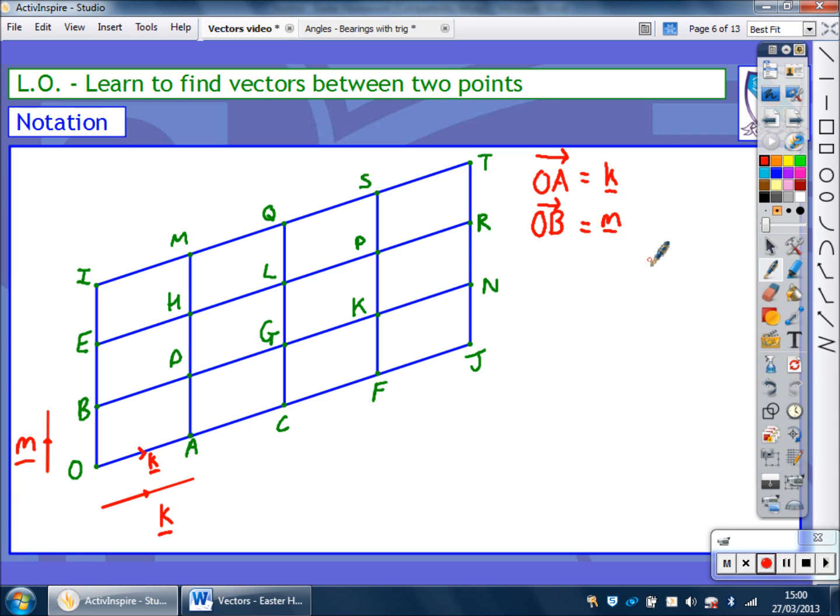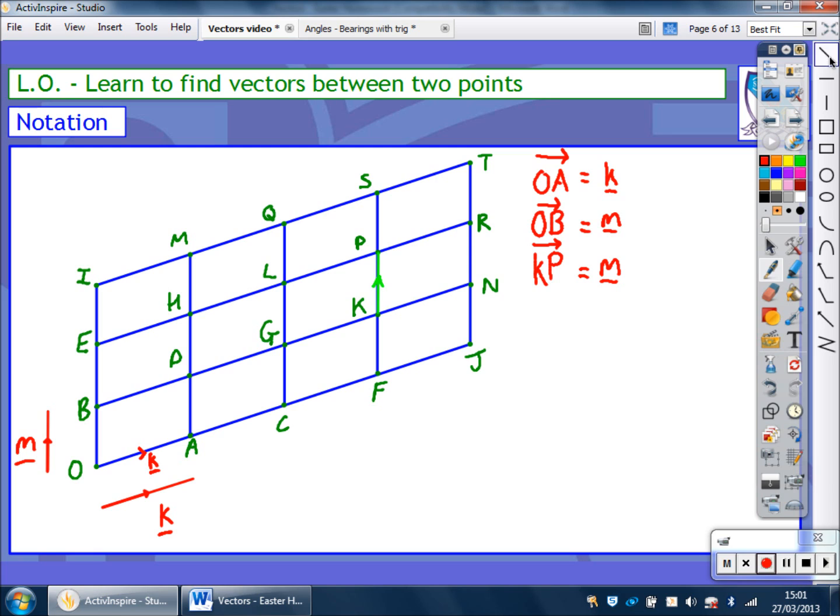Now you can probably find lots of other different vectors between points which have the same values. For example, the vector K to P. The vector K to P also has the same size and direction as vector M. So KP also is vector M, because it is the same vector. It doesn't matter where on the diagram it is, all that matters is that it's going in the same direction and it's got the same size.